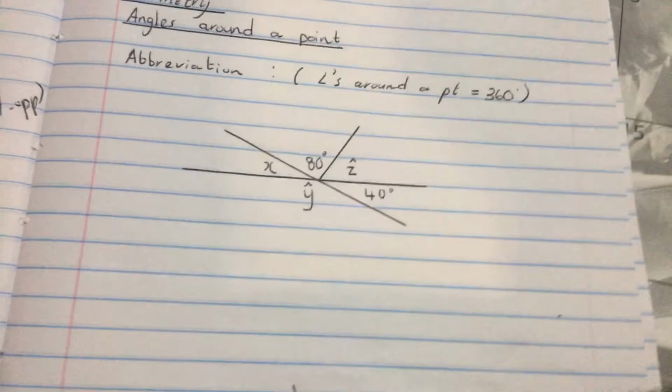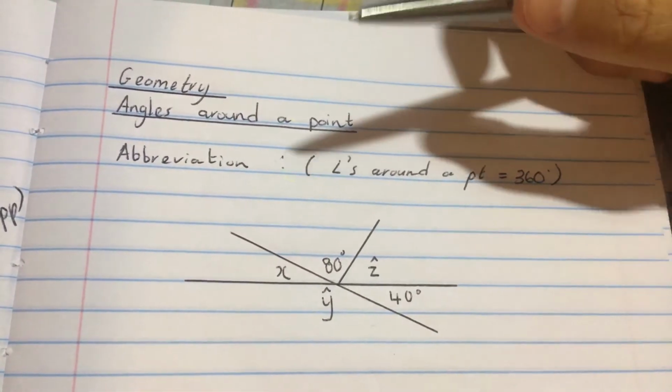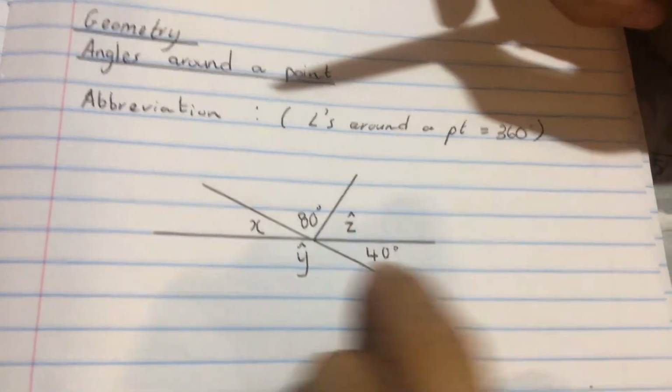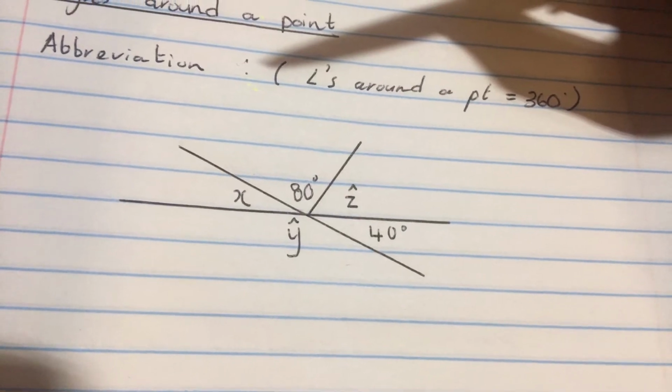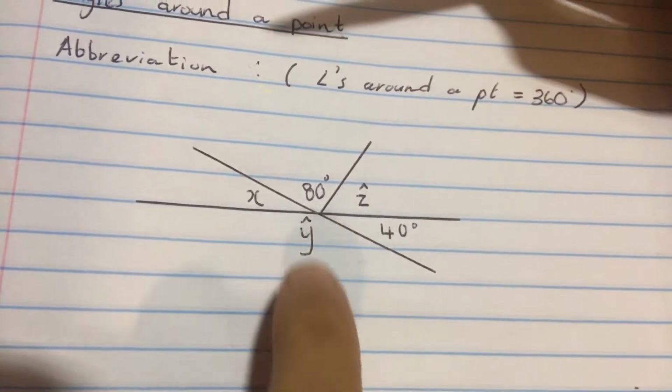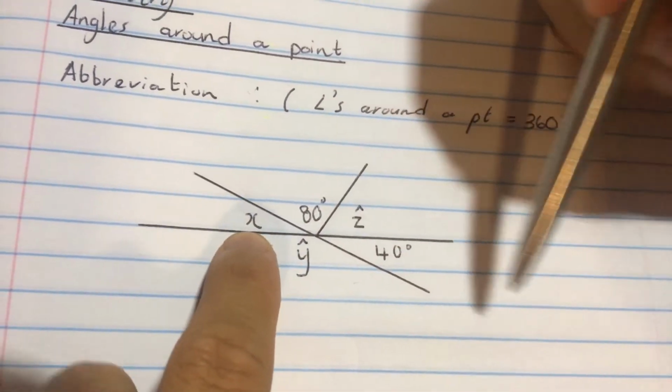Okay, so let's look at my notes for today. I need you to take these notes down. So you write geometry, angles around a point, and put your abbreviation. Okay, here's a combination question. Look at this. So he has angles around a point, but it's including other stuff. For example, do you see that these are two straight lines here? So what is x equal to?